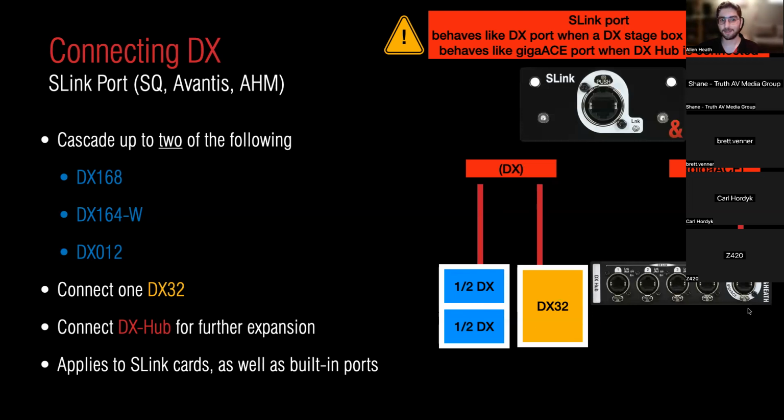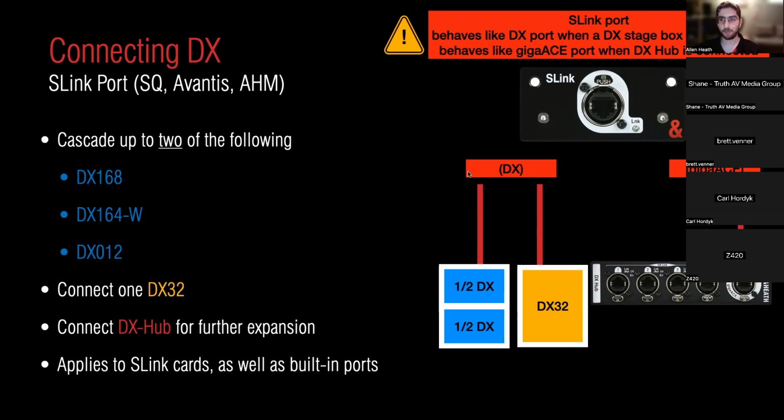You can also connect a DX Hub to an S-Link port, and then it behaves like GigaAce. So you actually have 128 channels. So if you really want to max out the use of your S-Link port, you can connect a DX Hub to it, and now you can connect up to 8 DX168s to your SQ's S-Link port, because each of these ports can daisy chain up to 2 DX168s off of it. So this is the same for the built-in S-Link port or an S-Link card.